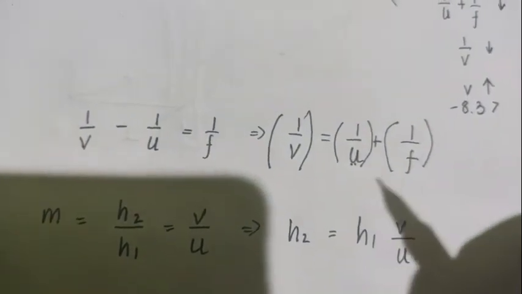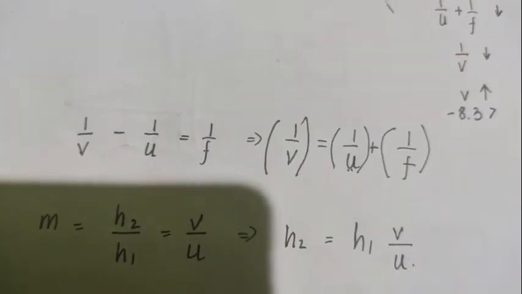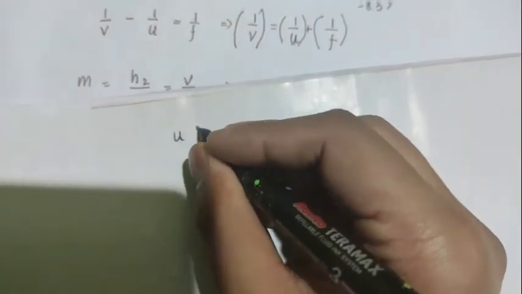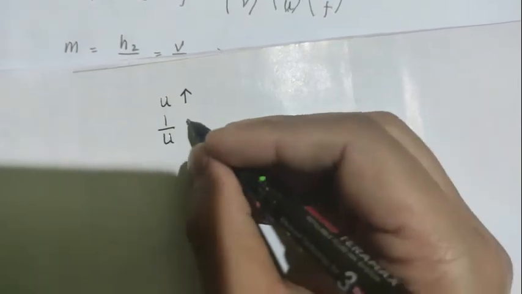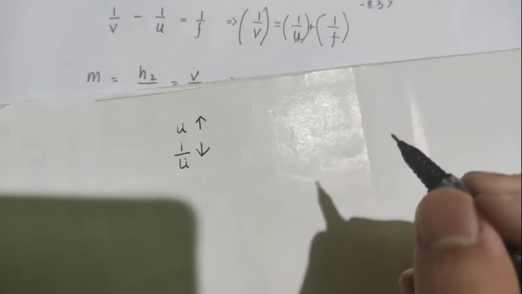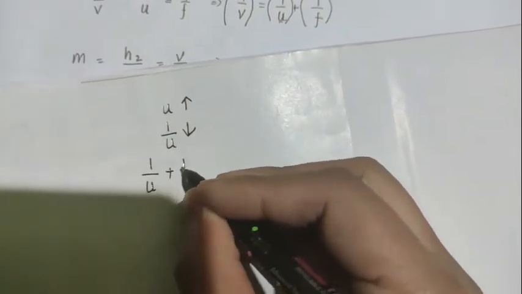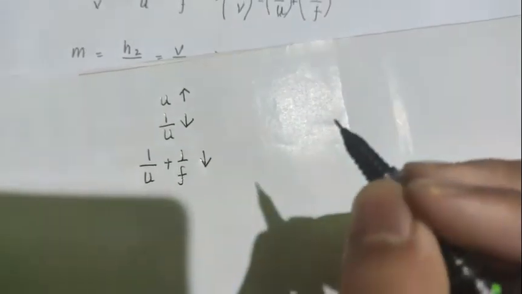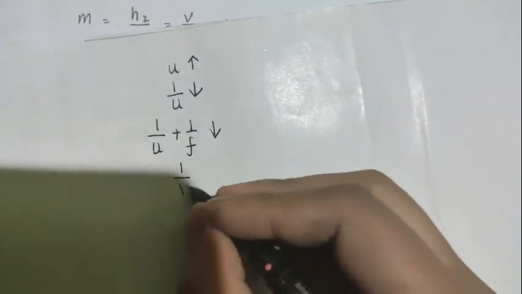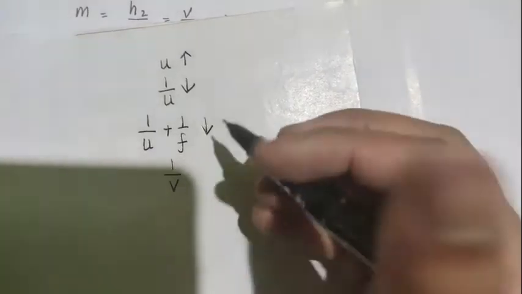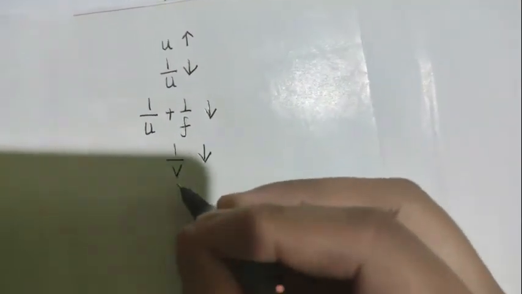It will increase. Okay, so let us just revise what I have just said. Your object distance U increases. If your object distance U increases, what happens to 1 by U? It will decrease. If 1 by U decreases, what will happen to 1 by U plus 1 by F? Will it be the same value? No, it will also decrease. If 1 by U plus 1 by F decreases, we know 1 by U plus 1 by F is 1 by V. So this value, will it increase or decrease? It will decrease. So if this value decreases, what happens to V?